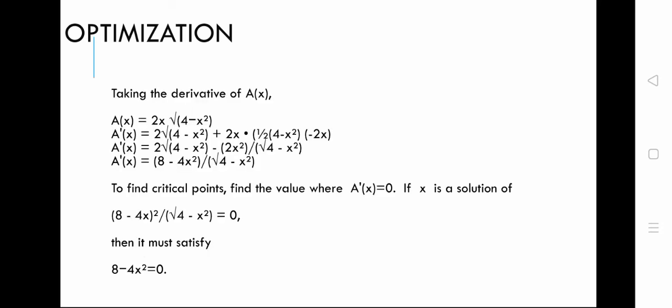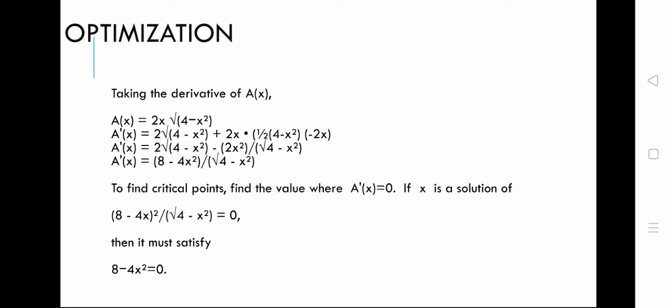Taking the derivative of A(x) is a long process, so let's just apply the concepts of product rule and chain rule. We will end up with A'(x) equal to the quantity 8 minus 4x squared, all over the square root of 4 minus x squared. That is the derivative. To find the critical points, find the value where A'(x) is equal to 0.